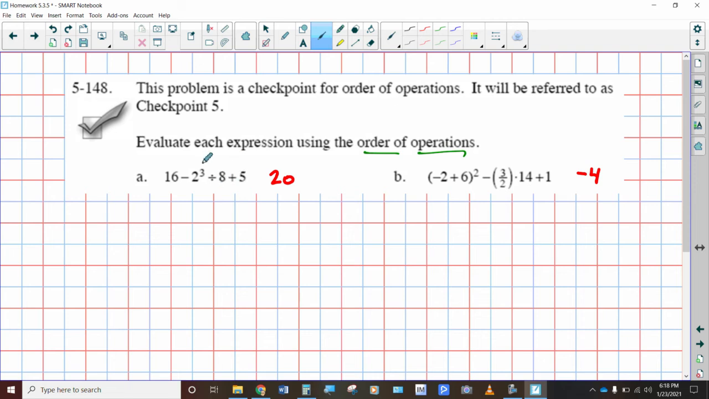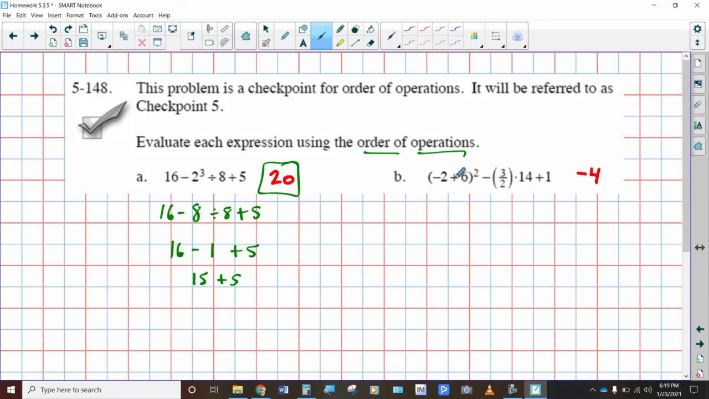Okay? So how do we solve these problems? Well, first we do parentheses. If there's no parentheses, then we move to exponents. This would become 2 to the 3rd power, which is 8. So it becomes 16 minus 8 divided by 8 plus 5. Now we give multiplication and division priority over addition and subtraction. So we have to do the 8 divided by 8 first, which is 1. So this becomes 16 minus 1 plus 5. 16 minus 1 is 15, and 5 plus 5 is 20.